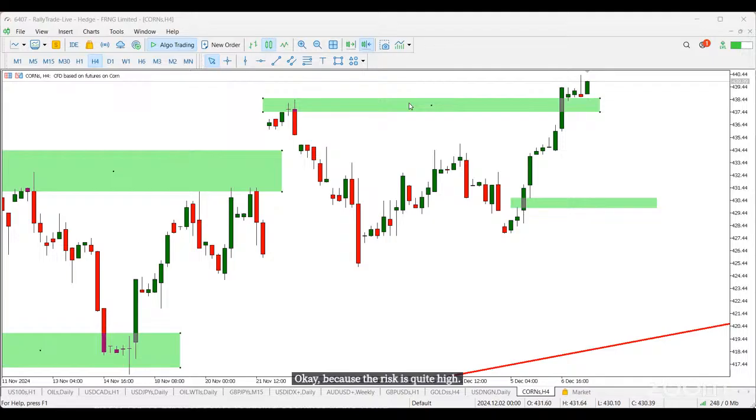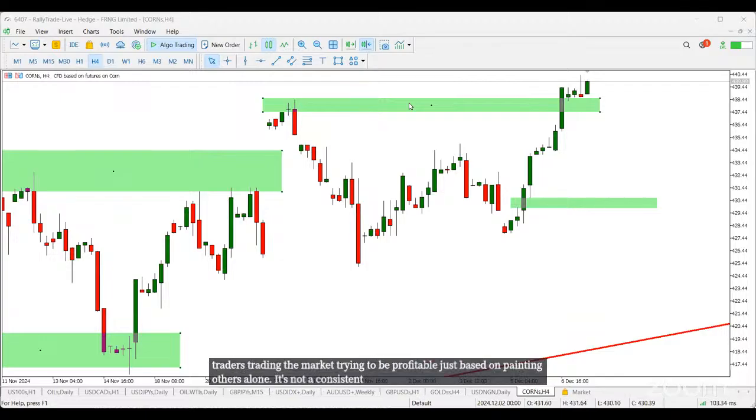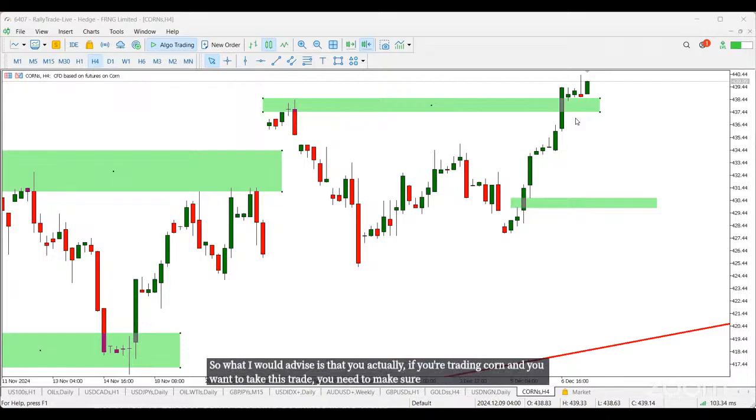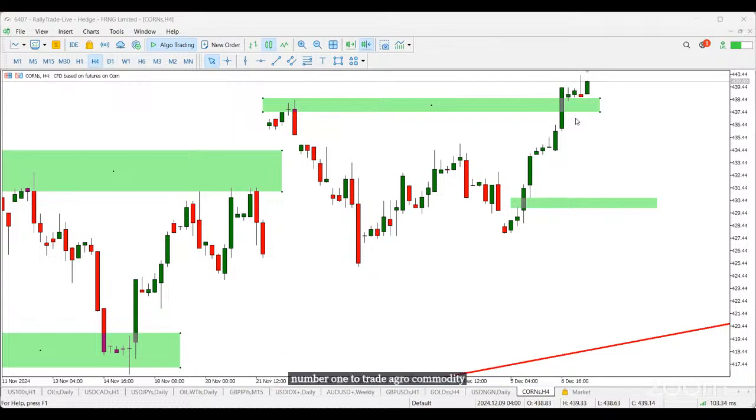The risk is quite high, and just trading the market, trying to be profitable based on pending orders alone, is not a consistent way to be successful in this market. So what I would advise, if you're trading corn and you want to take this trade, is to make sure that, first of all, you have the needed funds. That's number one. To trade agro-commodity, you need to have the needed funds.